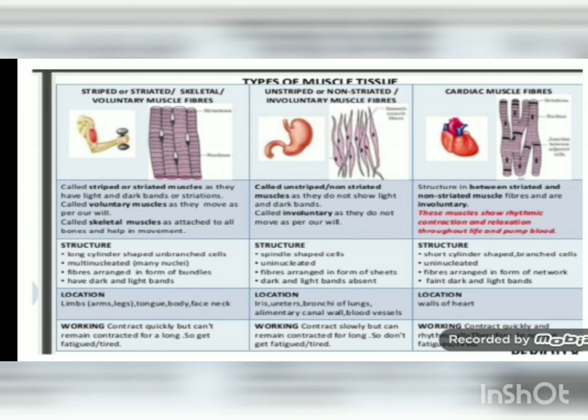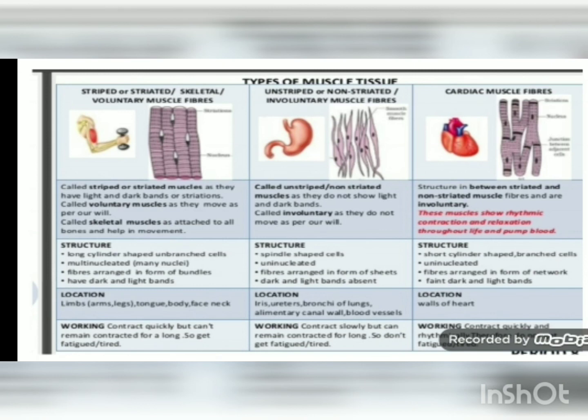So you know all these parts cannot be moved as per our wish. They move on their own, and so this tissue is also known as non-voluntary or involuntary tissue. Working: contract and relax. They contract slowly but can remain contracted for a long time, so they don't get fatigued or tired. And the last tissue is cardiac muscular fiber.